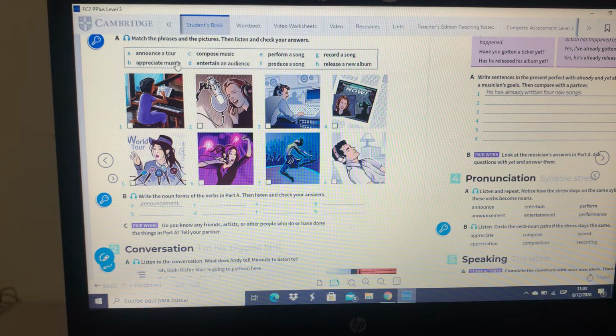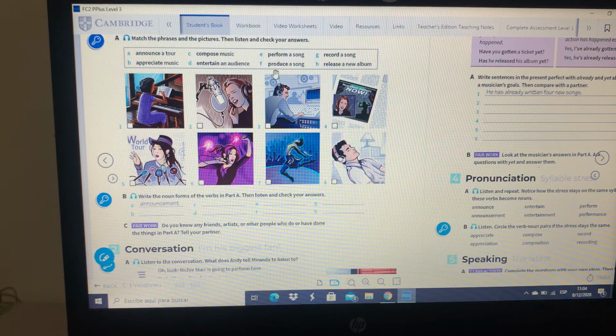So we have: announce a tour, appreciate music, compose music, entertain an audience, perform a song, produce a song, record a song, release a new album. All these phrases have to do with music. Announce a tour is when an artist or a band announces that they have a tour. Appreciate is when people express that they like the music. Compose is when the artist is writing the song. Entertain an audience is the moment of the concert. Perform a song is when the singer is singing or the band is playing and singing the song.